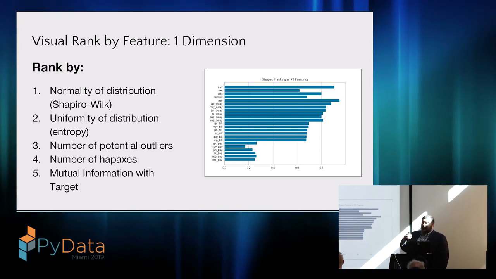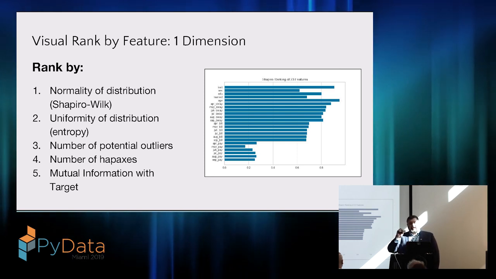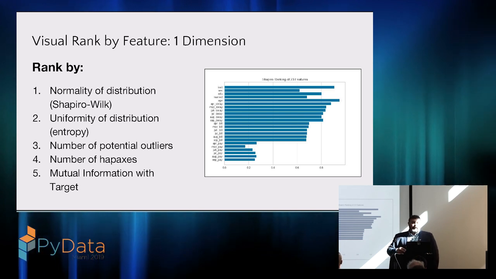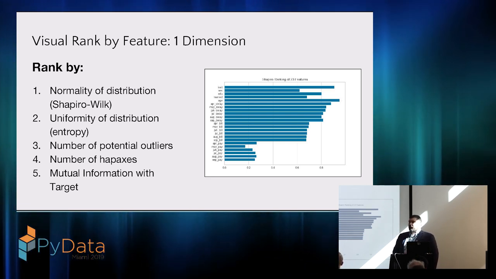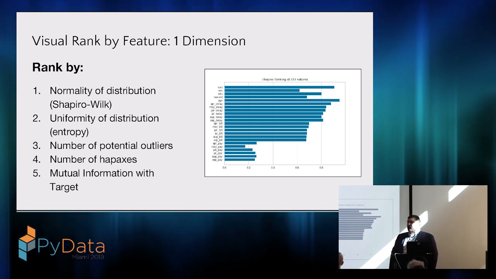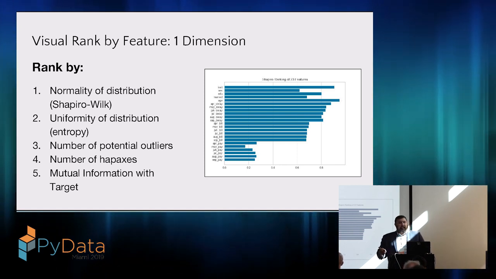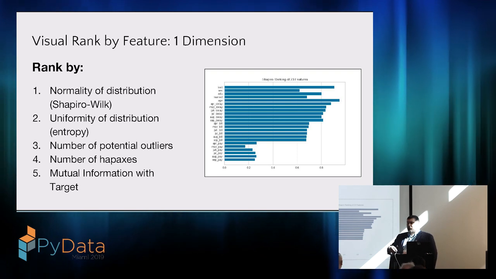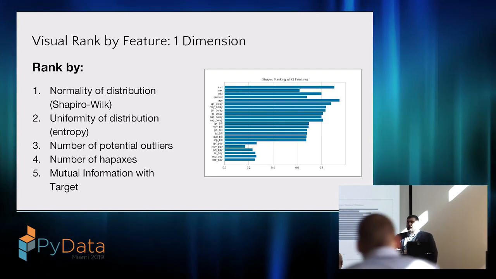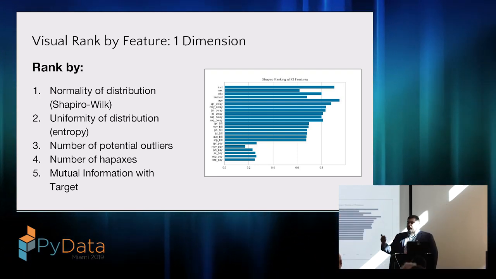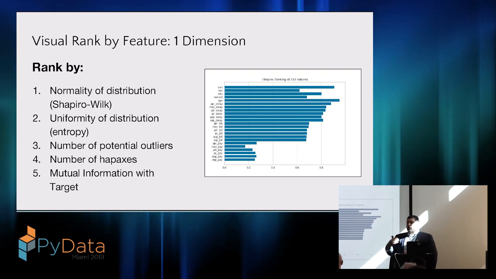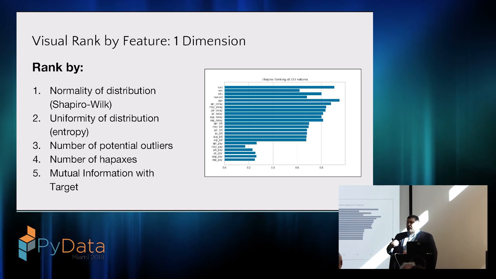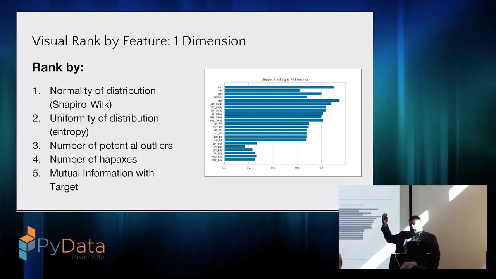So I think the easiest thing to do is, instead of looking at individual features, we want to look at them all at once. And that's where these rank features visualizations come from. So we have Rank1D and we have Rank2D. The idea for one dimensional is you take one feature and you look at it, right? Is it more uniform than the other distributions? Is it more normally distributed than the other distributions? How many potential outliers or hapaxes are there? And you get this rank.